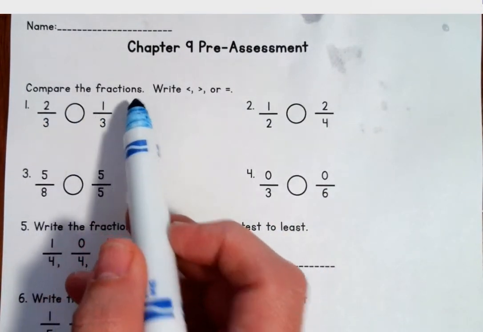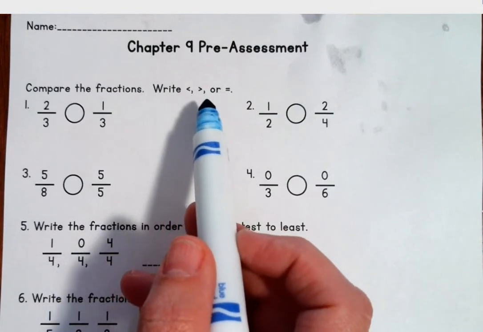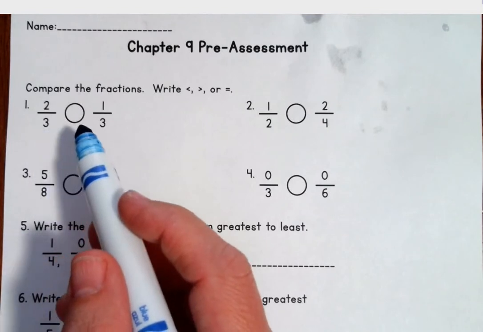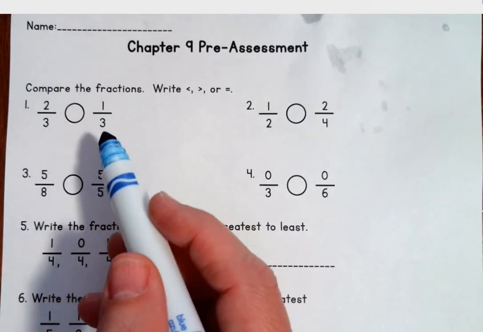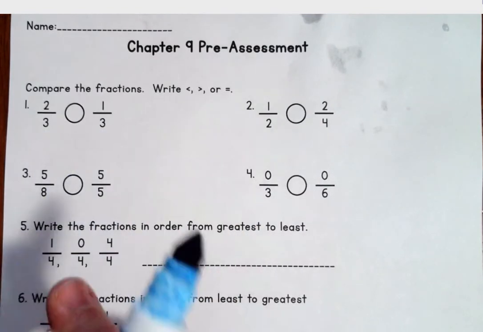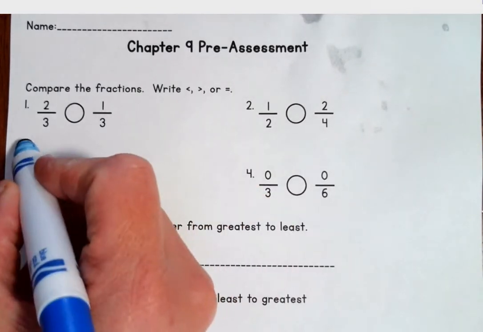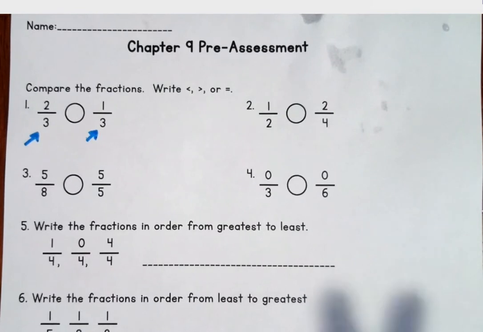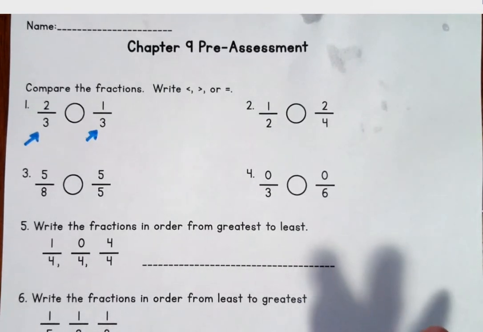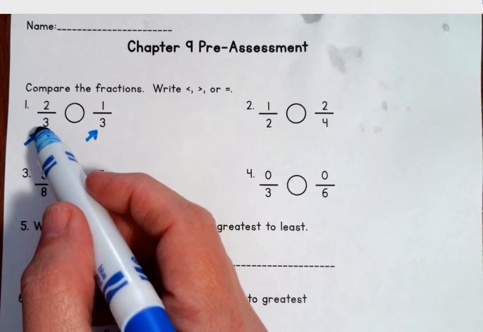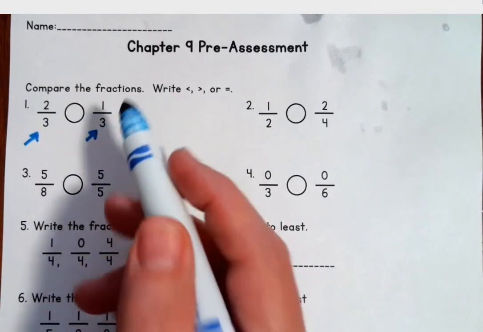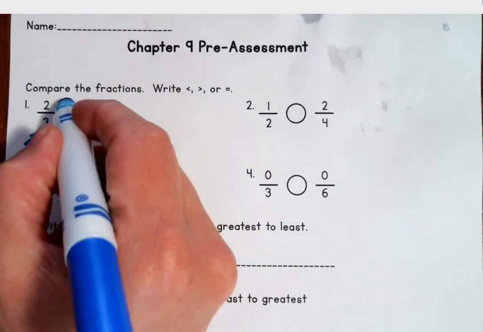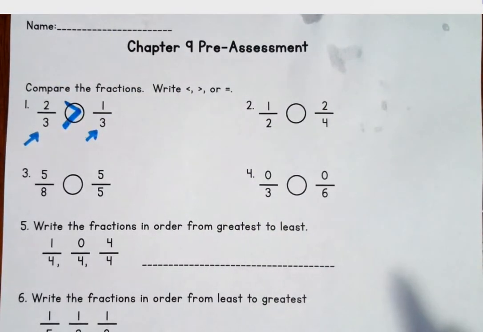Compare the fractions, right? Less than, greater than, or equal to. Okay, so we have 2/3 is what to 1/3? Well, first, what did I tell you to always look at? Yes, the denominator. The denominator is the same, so all you have to do is look at the numerator. If I have 2/3 and you only have one of the thirds, who's going to have more? I am. I've got 2 of the thirds, so it's going to be greater than.